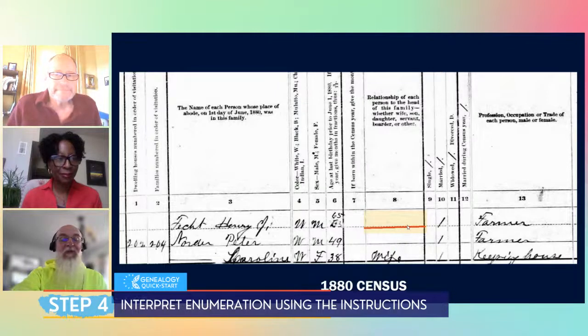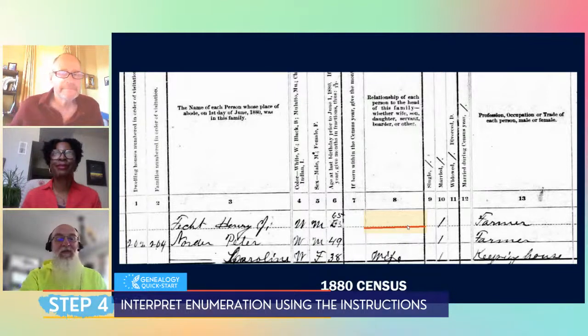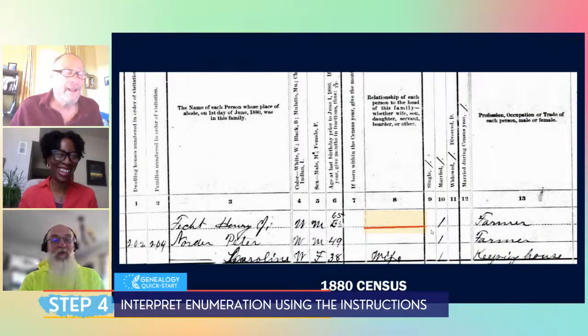And when you read the relationship heading, it says relationship, whether wife, daughter, son, servant, boarder, or other. And ironically, Henry's relationship was husband to the head of the household. He was the husband. And this is a very atypical enumeration because usually you find the husband listed first, especially in 1880, because that's the way it was supposed to be.